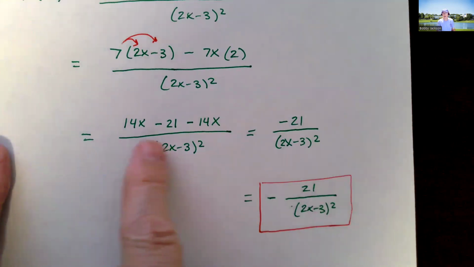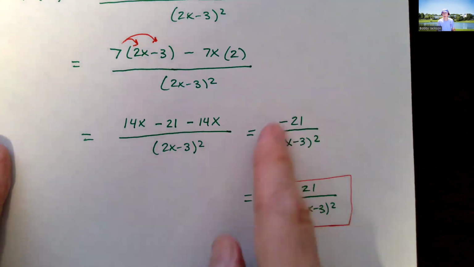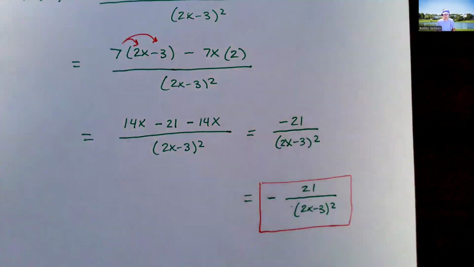If there were some way that we could cancel, if somehow when I factor the numerator it didn't simplify down to just negative 21, I might be able to simplify this further by finding a common factor.